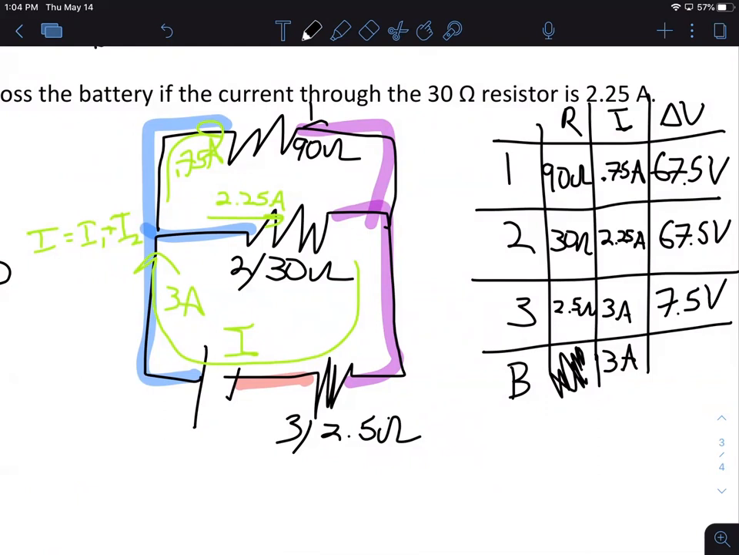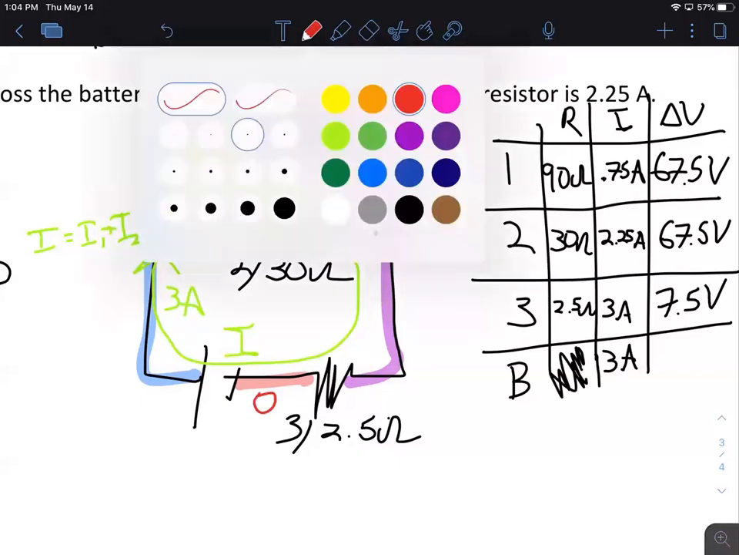So now to find the battery, I know battery gives me a certain amount. I pick one of these paths to take, either one. I lose 67.5, then I lose 7.5, and I have to be back to 0. So it has to give me whatever 67.5 plus 7.5 is.